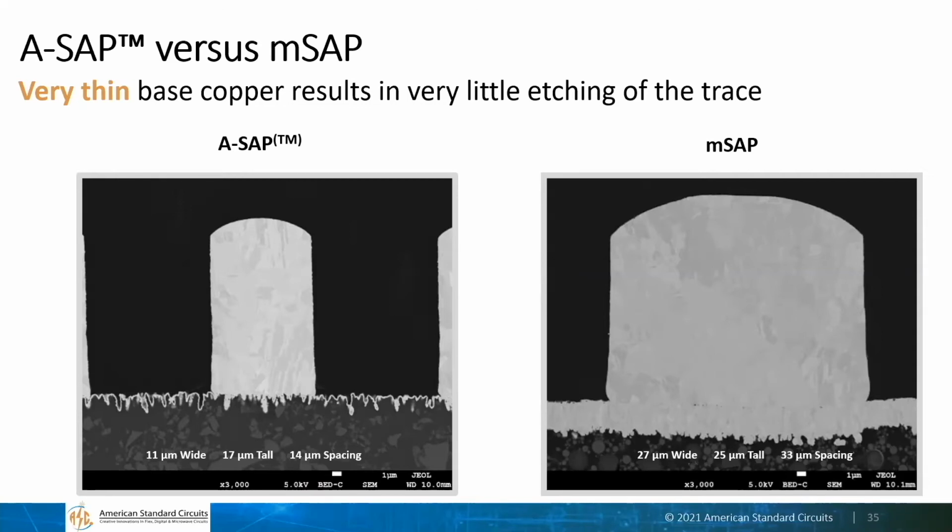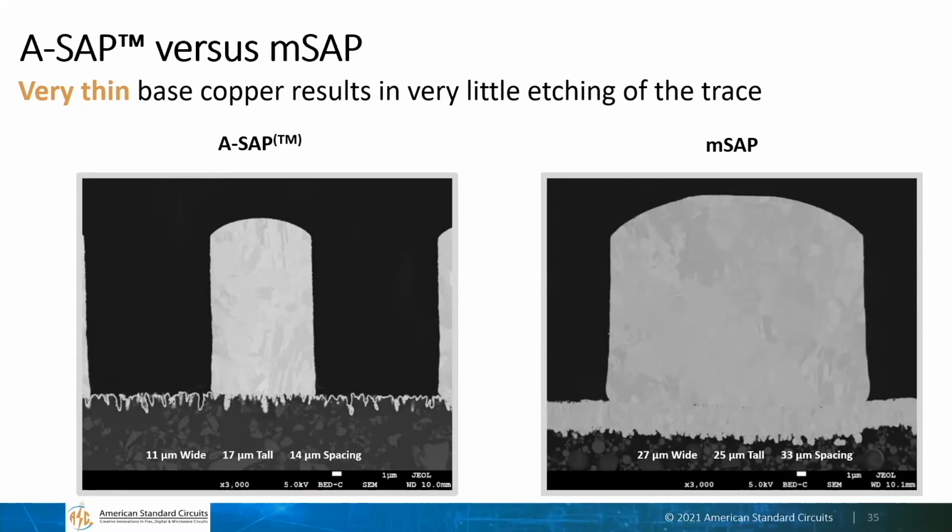You can see that the trace has about a 1-to-1 aspect ratio. It's about the same width, 27 microns, as it is tall, which is 25. And so that's about as good as it gets with MSAP. In contrast, you see on A-SAP, and actually using semiconductor equipment, we've been able to get A-SAP down to even much smaller than this. But using the available printed circuit board type of equipment, at least the later versions of it, you can get quite good lines down to, say, 15 microns.